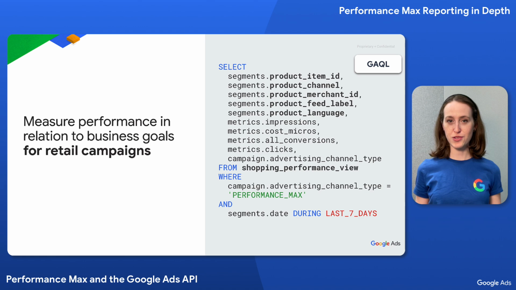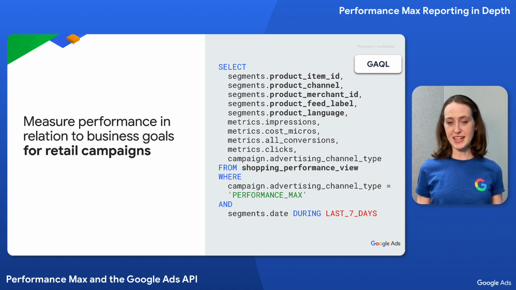For retail goals, we could also look at performance at the product level by using one of our retail-specific reporting resources, Shopping Performance View, which maps to the Products tab in the Google Ads UI. Note that you need to add the product channel, product merchant ID, product feed label, and product language segments in order for each row to map to a single product in your Merchant Center feed, since all of these fields contribute to the product's unique key.